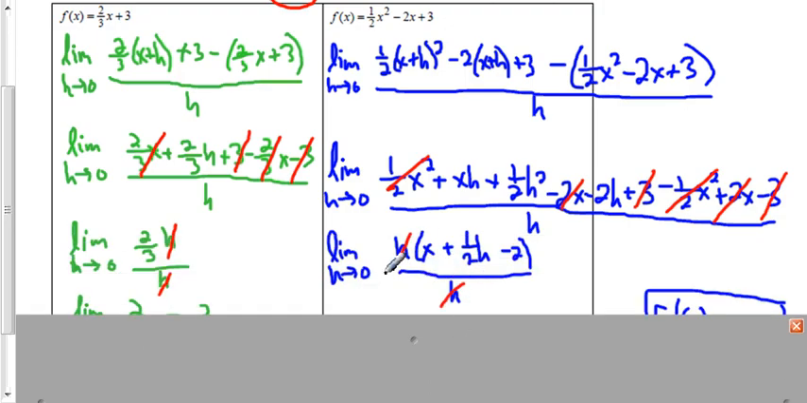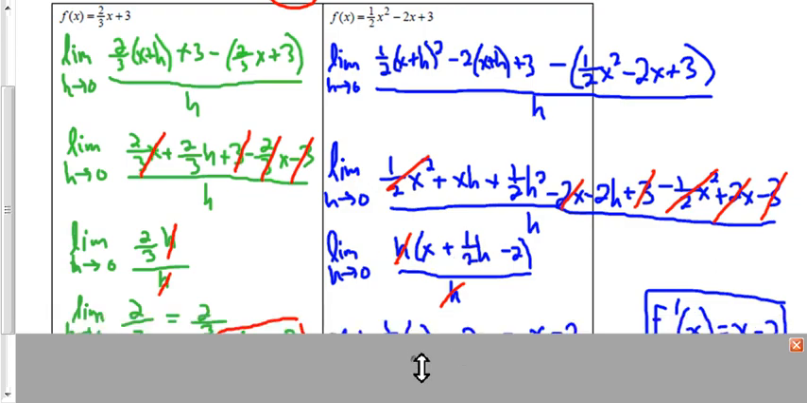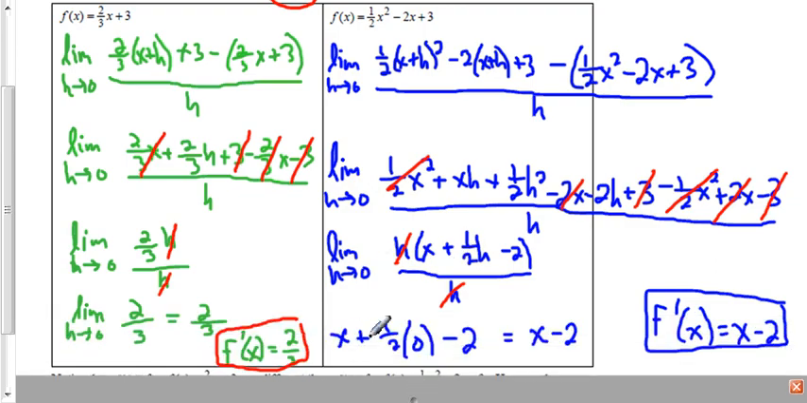These cancel out, and now I can just direct substitute in the 0, and I get x plus 1/2 times 0 minus 2 is equal to x minus 2. So what did I just find out? I just found out that the slope of the tangent line at any point on my original function is x minus 2. So f prime of x equals x minus 2. Again, maybe looking at this, we can see how they get there.